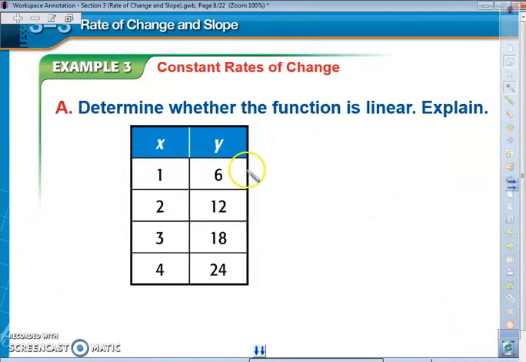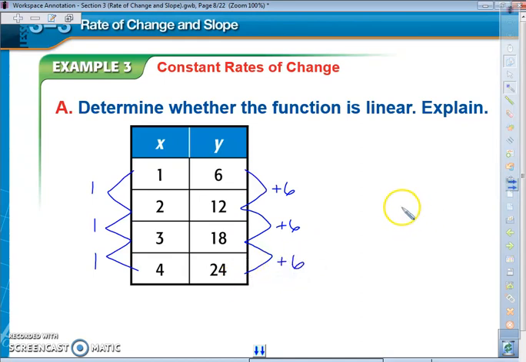Okay, so we're going to determine if this is linear. Linear functions have the same slope throughout. They have the same rate of change. So what's the rate of change over on this side? It goes up by 1 every time. To go from 6 to 12, that's plus 6. From 12 to 18, plus 6. And from 18 to 24, that is plus 6. So my rate of change is 6 over 1 throughout. Everything is the same. So is this linear? Yes, it is. It is a linear function because the rate of change stays constant.